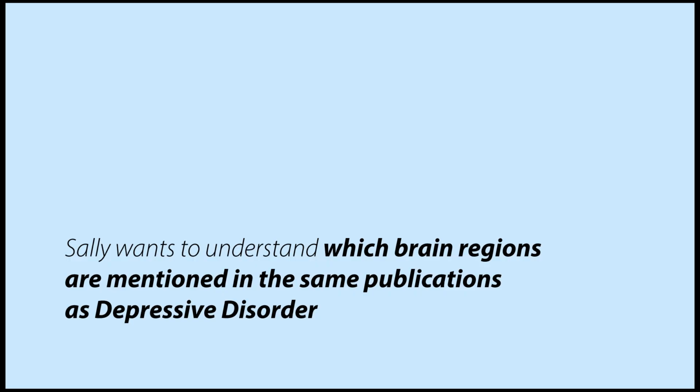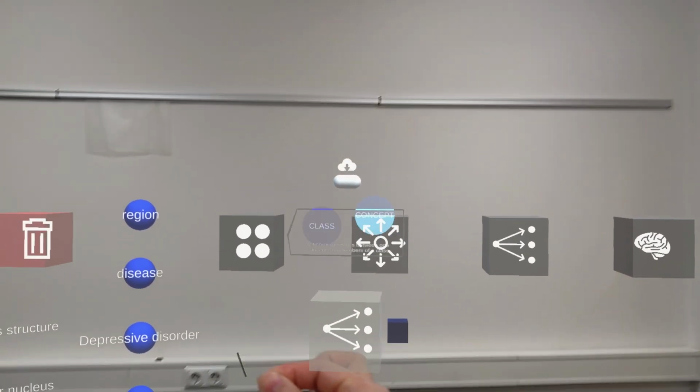The brain regions visualization shows the 3D positions of brain regions in the Scalable Brain Atlas as light blue spheres. Sally wants to understand which brain regions are mentioned in the same publications as depressive disorder, so she selects the Core Occurrences widget.